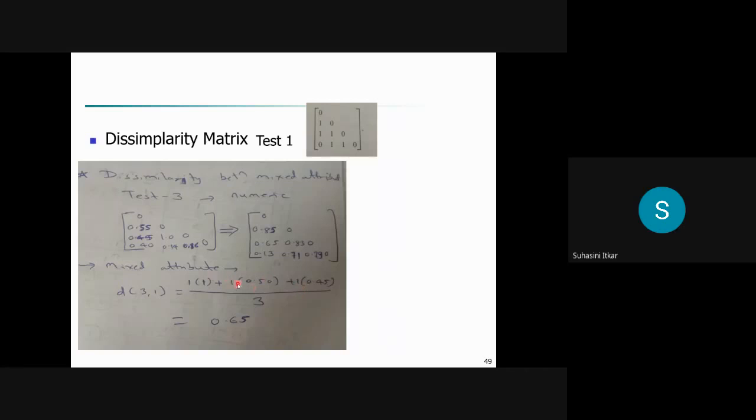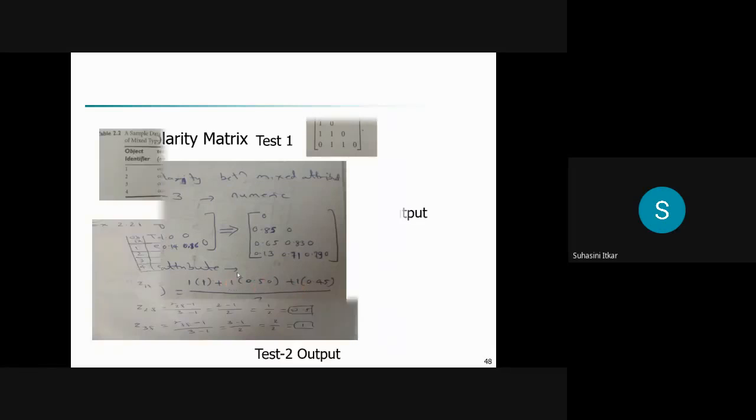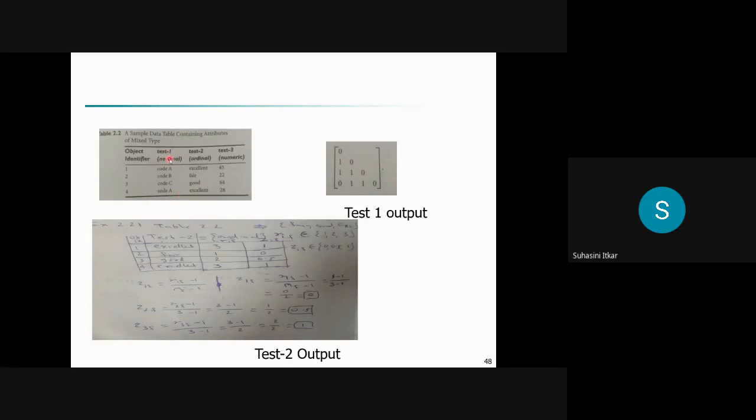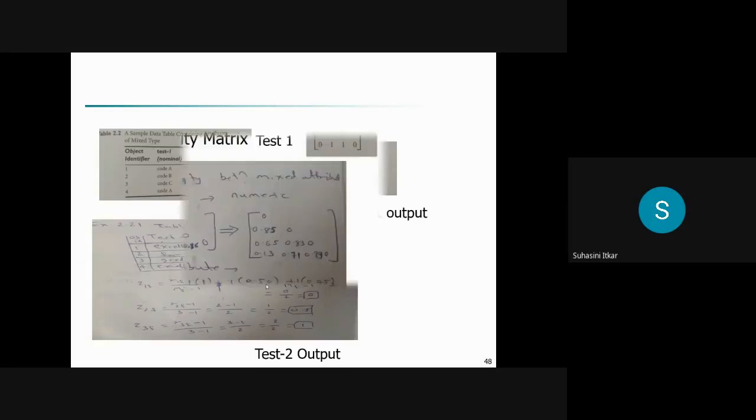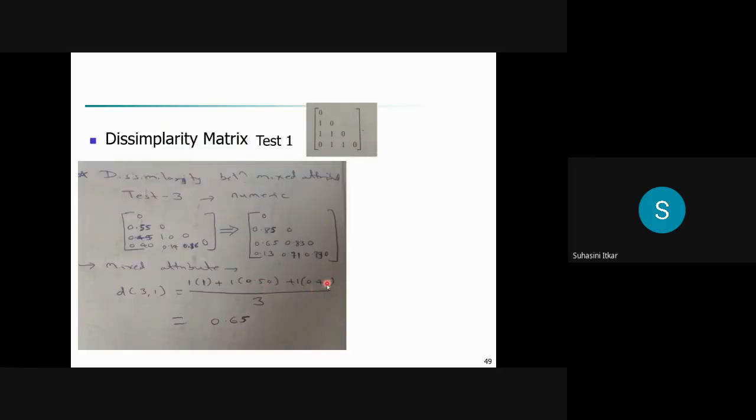Now, as there are 3 attributes in the sample data set, the number of attributes is 3. That is test 1, test 2, test 3, of which the first attribute is nominal, the second attribute is ordinal, and the third attribute is numeric. We have taken the output of the dissimilarity matrix. We are just expected to replace the values from the nominal output, the ordinal output and the numeric output.